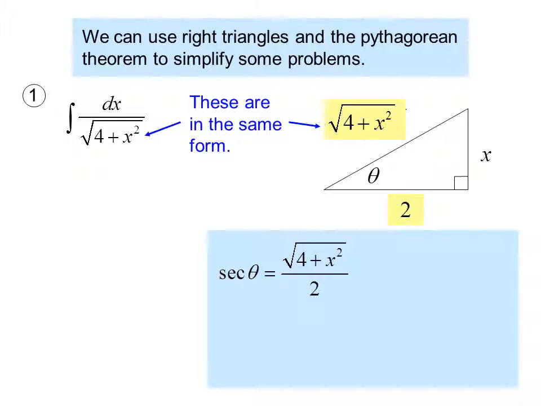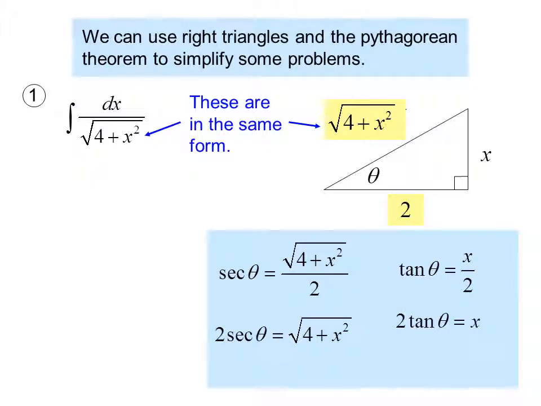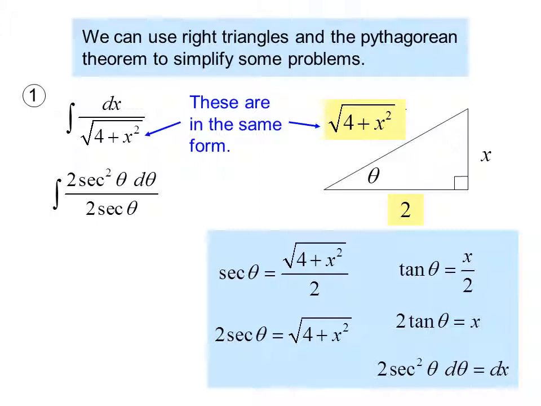Secant theta equals radical 4 plus x squared over 2. 2 secant theta equals radical 4 plus x squared. Tangent theta equals x over 2. 2 tangent theta equals x. 2 secant squared theta d theta equals dx. Now we can substitute in. For dx, we put 2 secant squared theta d theta, and for radical 4 plus x squared, we put 2 secant theta.